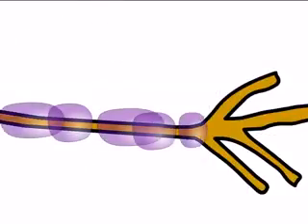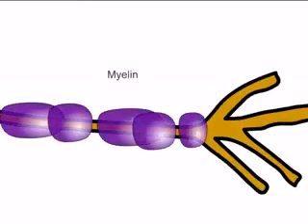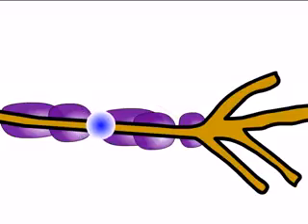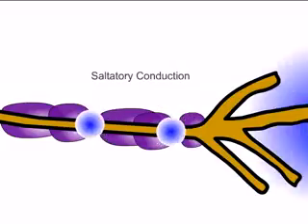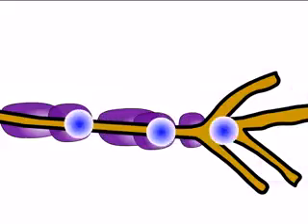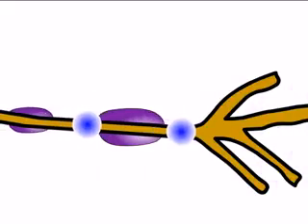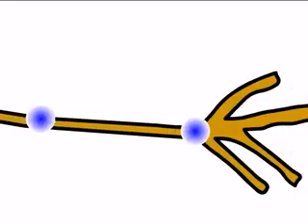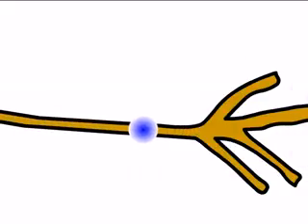Fatty insulation called myelin covers the entire axon, except at certain spaces called nodes. Action potentials can jump very fast from node to node, a process called saltatory conduction. If the myelin sheath is destroyed, as with multiple sclerosis, transmission of an action potential slows because it is forced to spread down the entire axon.